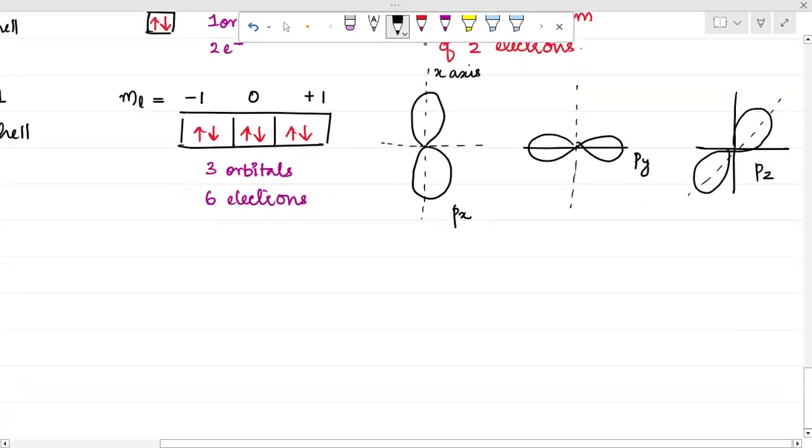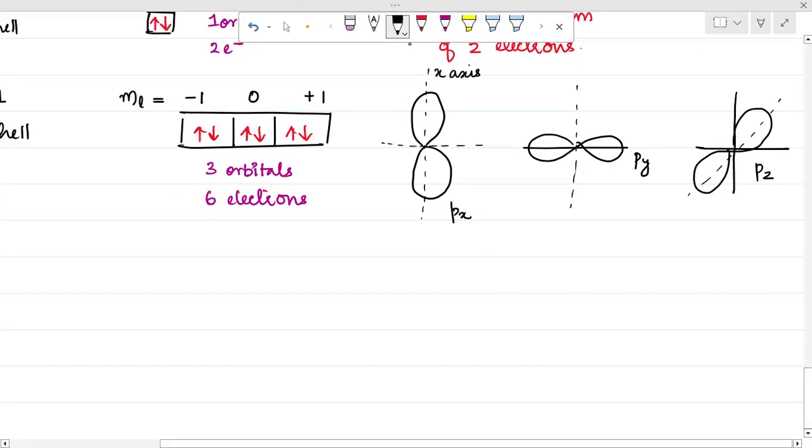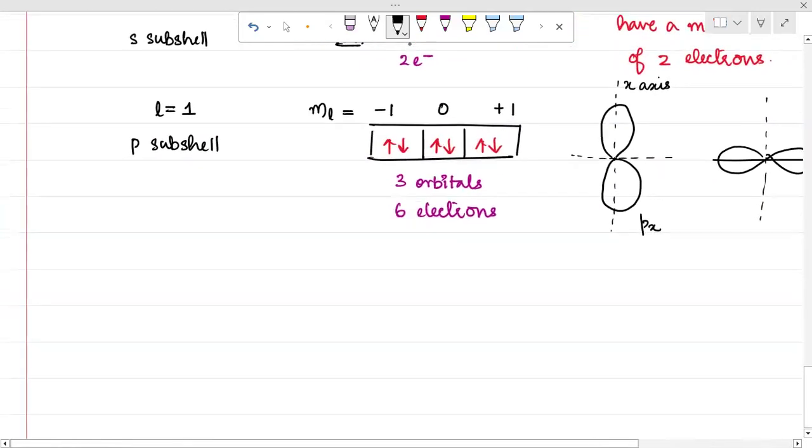And see, now one very important thing is you cannot say that px is equal to -1 or +1 or pz is equal to 0. No. If it is -1, it can be px, it can be py or pz. You cannot assign px as -1, py as 0. No, you cannot do that. That is not defined. Okay. So it just means that if you have your p subshell, it is always associated with 3 orbitals, and those 3 orbitals can carry a maximum of 6 electrons. Maximum of 6 electrons, and 3 orbitals will always have 3 orientations.